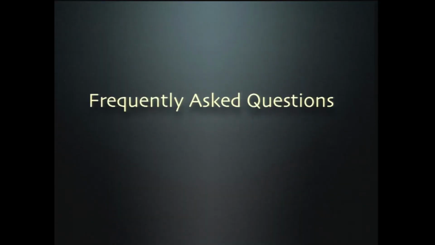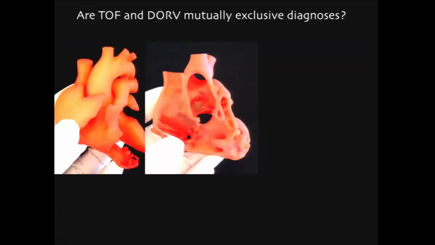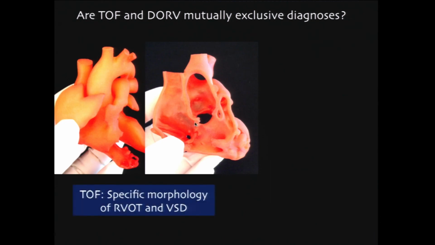Okay, let me come back to the frequently asked questions. Are TOF and DORV mutually exclusive diagnoses? So this is a classic tetralogy of Fallot with the subaortic VSD. However, that definition is why there is a leftward, anterior and superior deviation of the outlet septum, and then there is a malalignment of the VSD. That is the morphology of the outflow tract and VSD. That makes the diagnosis of TOF.